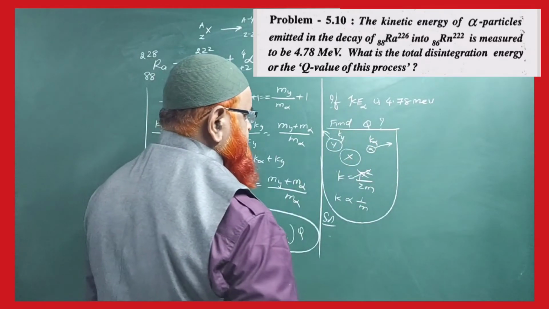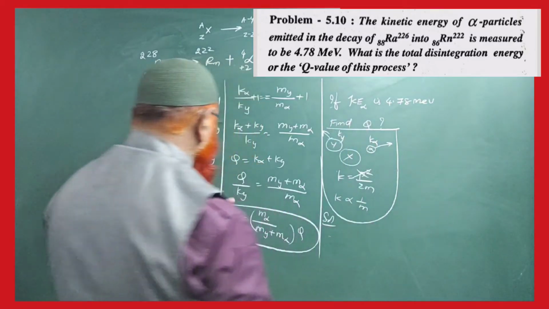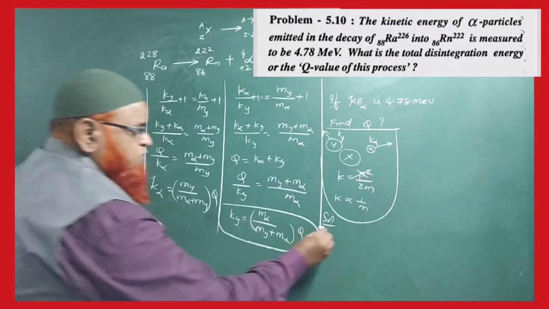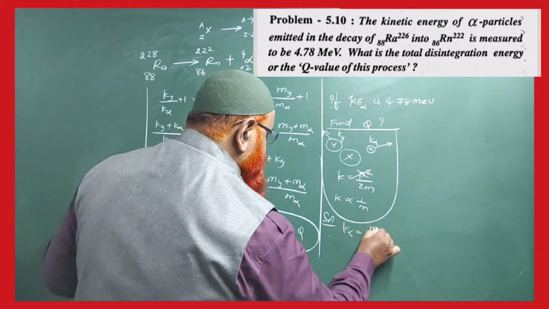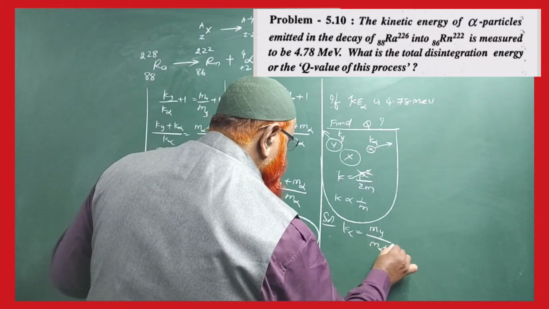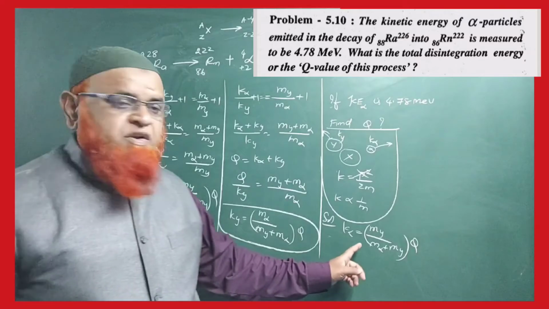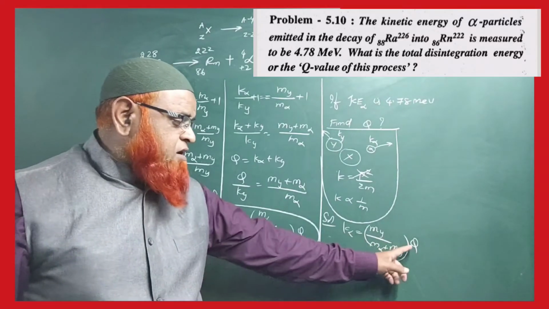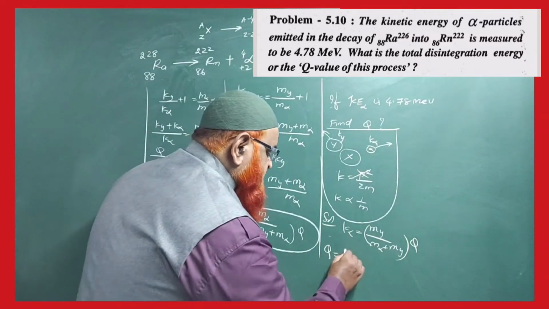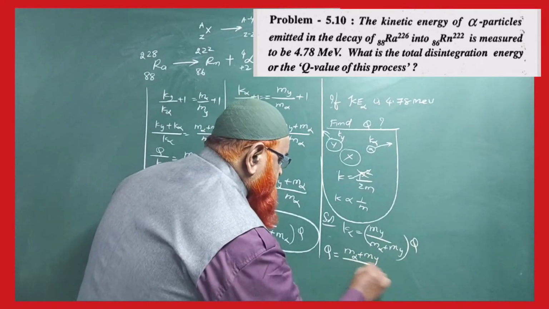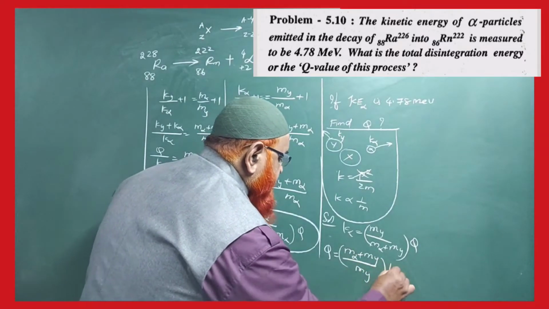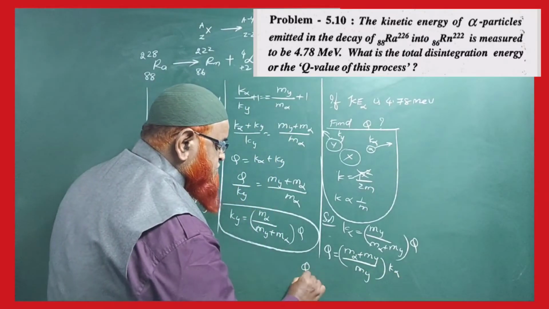How can you find out Q if K alpha is given? The formula you are going to apply is this one, which is K alpha is nothing but My by M alpha plus My into Q. This is the formula you are going to apply here, and you have to find out what is Q. It's very simple. Q is nothing but M alpha plus My by My into the kinetic energy of alpha. You have to apply this formula.